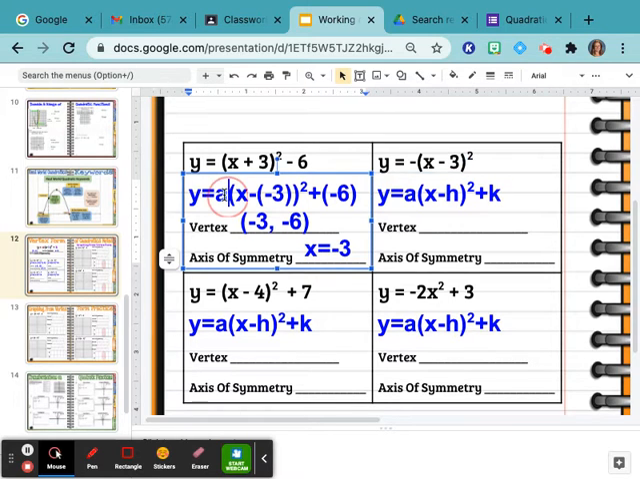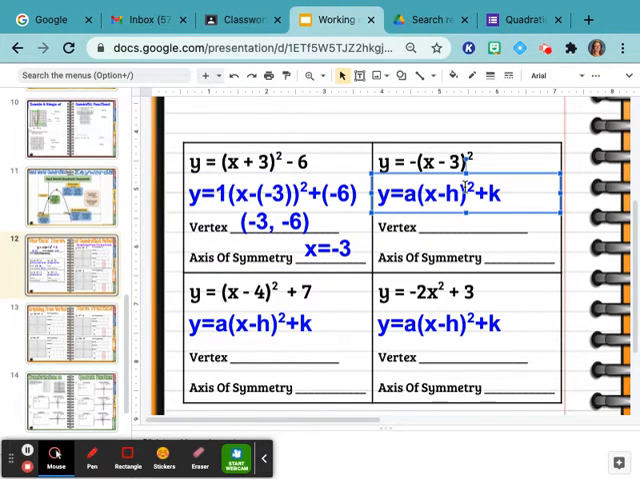There's no a value on this one, so it's just 1. We'll just do 1 times. Change that a value to a 1. All right, let's look at the next one.